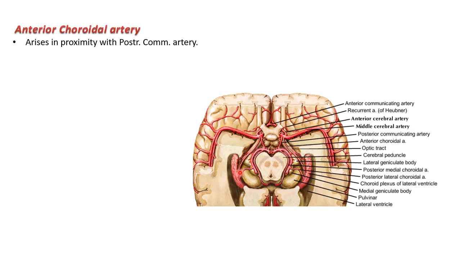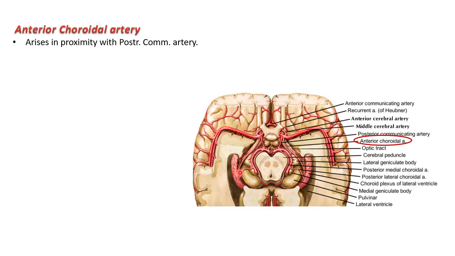Whereas the upper part of the lateral ventricle, the choroid plexus which you see in the central part of the body, and the choroid plexus for the third ventricle, is mainly from the posterior choroidal arteries. This is the anterior choroidal artery taking part in the choroid plexus of the inferior horn of the lateral ventricle.